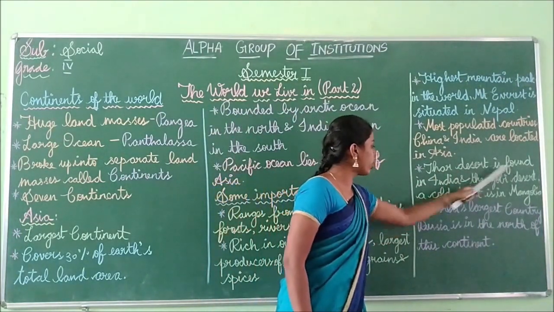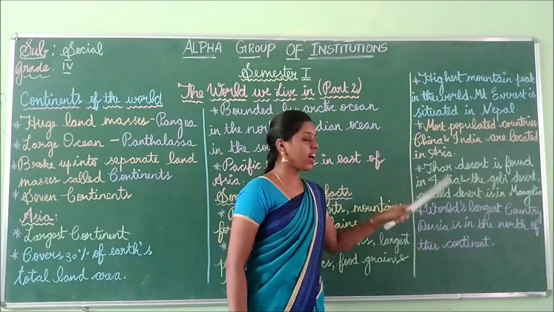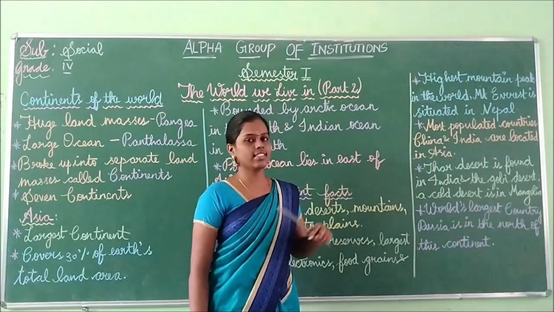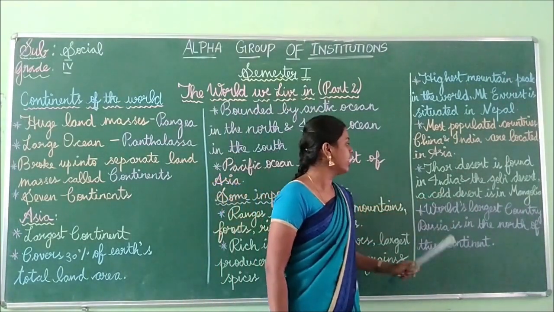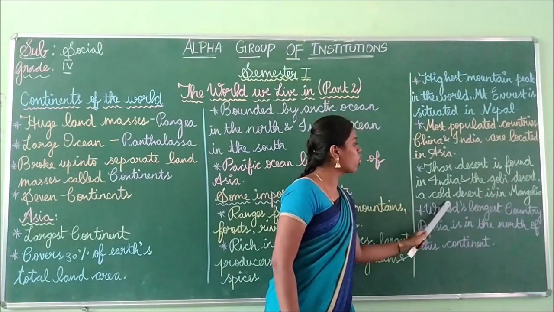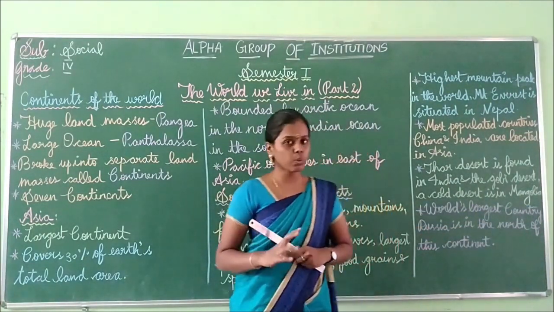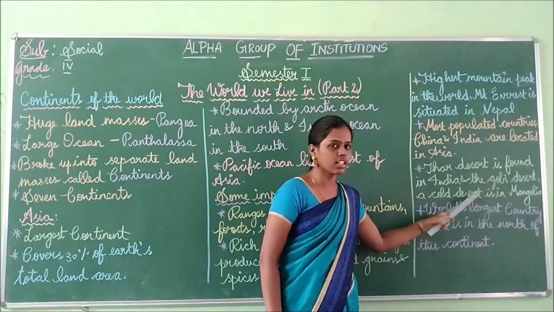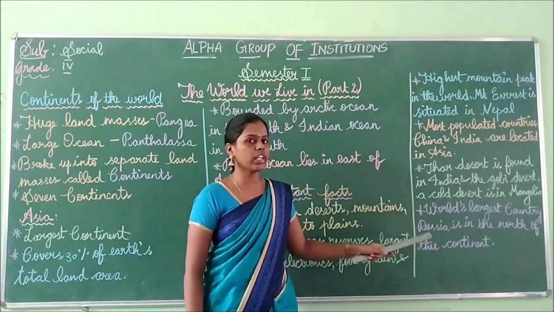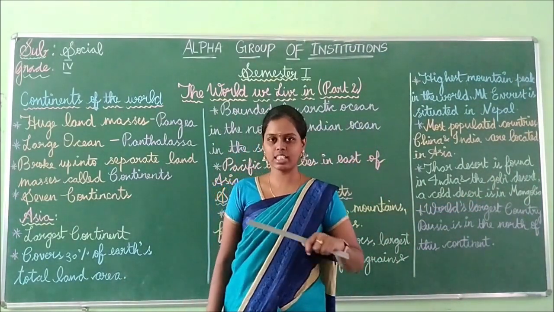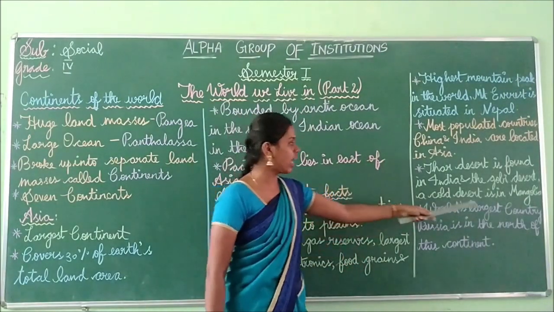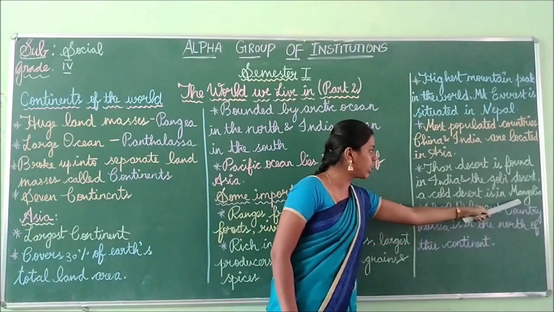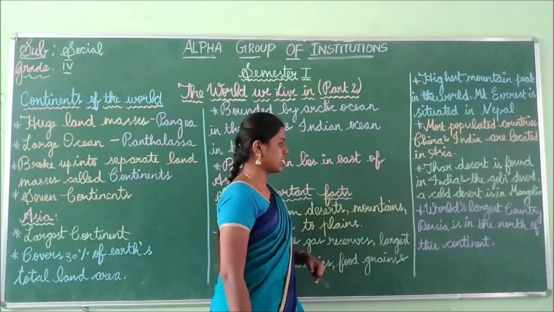Then, Thar Desert is found in India. Thar Desert is one of the famous deserts and it is found in India. Where is India? Yes, India is in Asia. So, Thar Desert is in Asia. The Gobi Desert, a cold desert, is in Mongolia. So, it is not only hot desert, it also has cold desert. What is the cold desert? Gobi Desert is in Mongolia. Where is Mongolia? Yes, it is located in Asia only. So, India has Thar Desert and Mongolia has Gobi Desert, which is the cold desert.